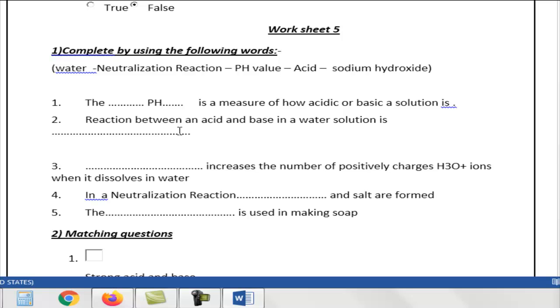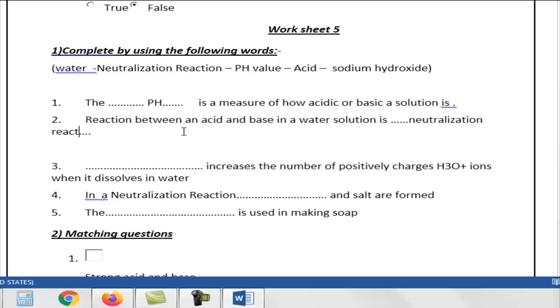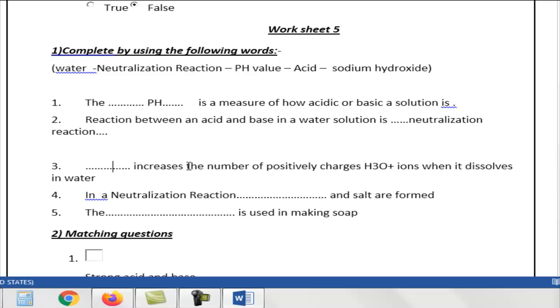Number two, a reaction between an acid and a base in a water solution is a neutralization reaction. So it is neutralization reaction. Number three, what increases the number of positive hydronium ions? Number three will be acid.